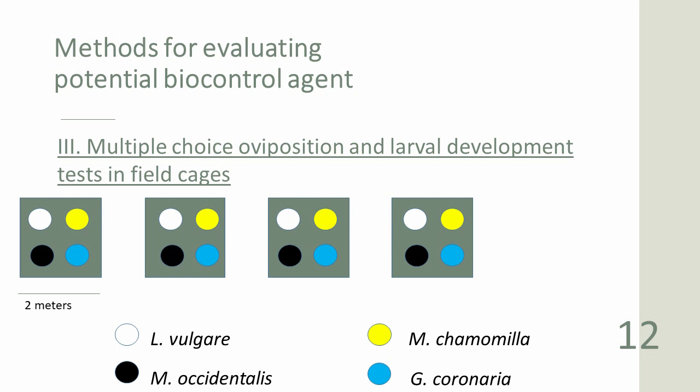The white circle here is a representative of Leucanthemum vulgare, or oxeye daisy. The yellow circle is a representative of Matricaria chamomilla, the black circle is a representative of Matricaria occidentalis, and the blue circle is a representative of Coleoptera coronaria. There are 4 large, netted field cages with dimensions of 4 square meters in area and 1.6 meters in height.